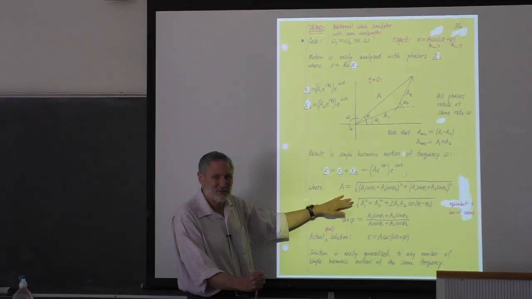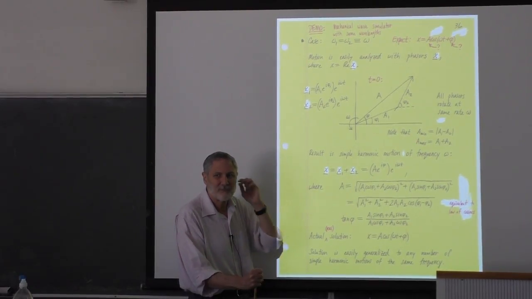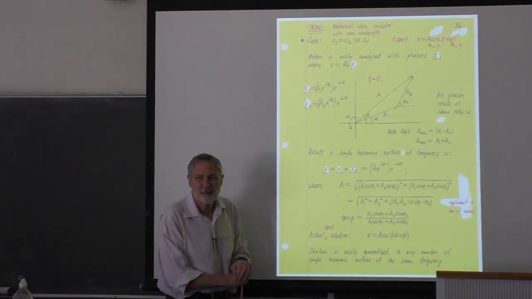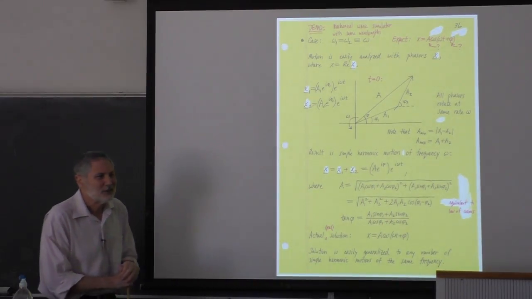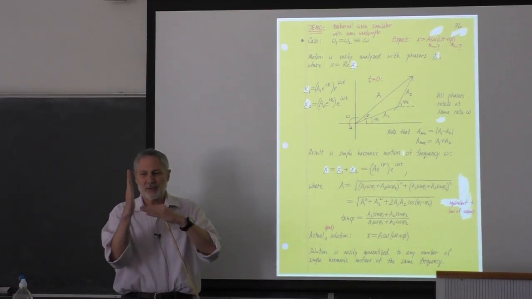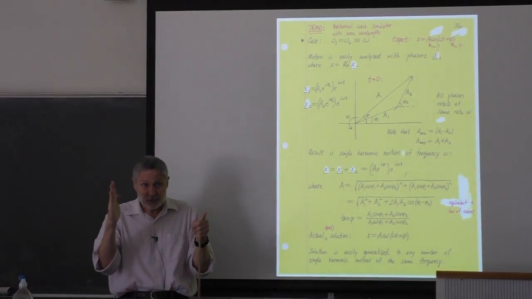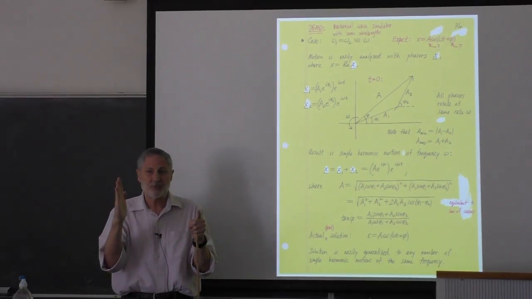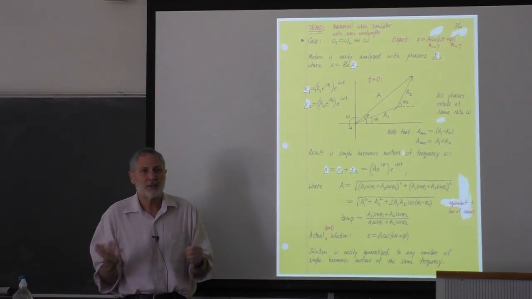How many of you remember the law of cosines? Do they teach this anymore? Okay, good. It is a generalization of Pythagoras. You know, Pythagoras tells us that for a right triangle, the square of this is the sum of the squares, right? What if it's not a right triangle? Well, you have to go to the law of cosines.